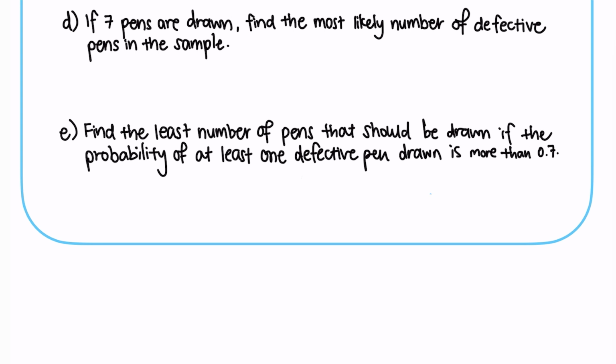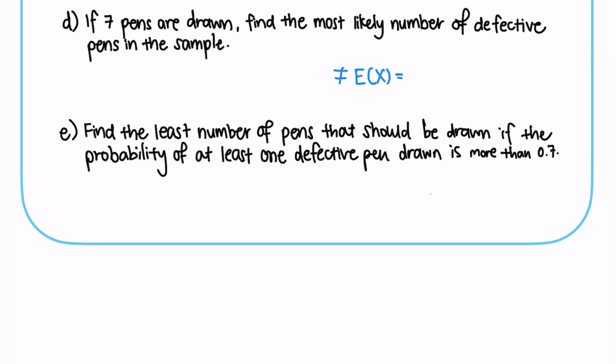Let's go through these two together. These two actually use a technique called the split screen table. So let's look at this. If 7 pens are drawn, find the most likely number of defective pens. Remember from earlier, the most likely number is just your mode, the highest probability. So this is not the same as finding EX.